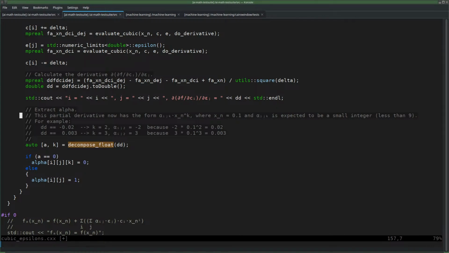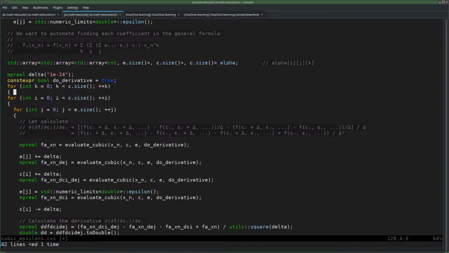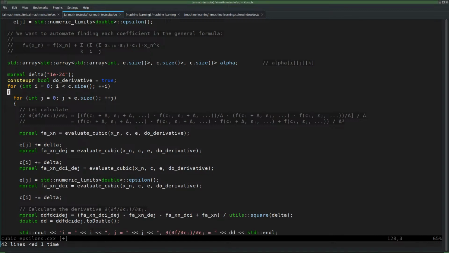Oh, that's a problem. We could have multiple K's, and then they are all encoded in this value. So the decompose is not good enough. Anyway, this must be removed. We are not going to loop over K.